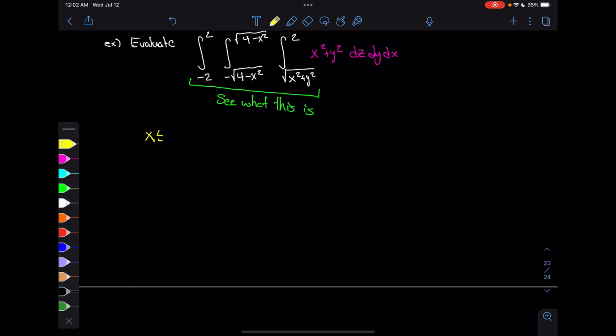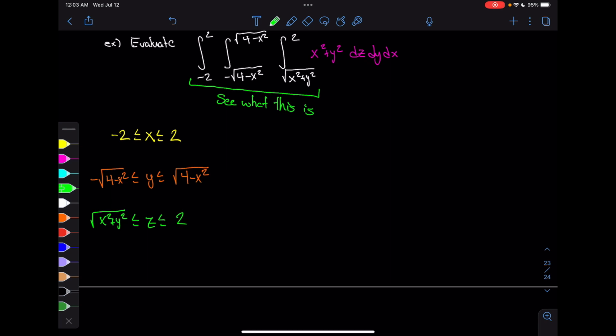We know that x goes from -2 to 2 for this shape. We know that y goes from negative square root of 4 minus x squared to positive square root of 4 minus x squared. And then z is greater than the square root of x squared plus y squared, all the way to 2. Okay, so let's take a look at these individually. I'm going to start with x and y because those are the nice ones.